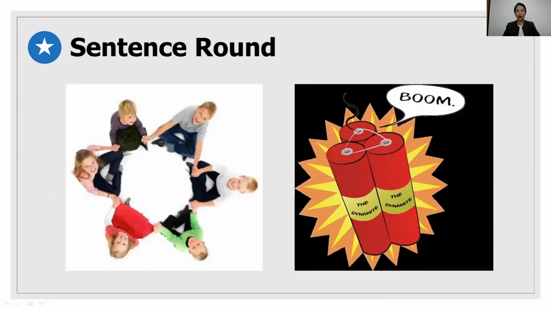Okay, sentence round. I usually use sentence round to review or repeat the sentences again, or to have fun. I made a bomb like this, and I set the alarm for about 20 to 40 seconds. When they say the words or sentences, they have to move the bomb to the next person. So it's called the sentence round. Very interesting, so many styles.